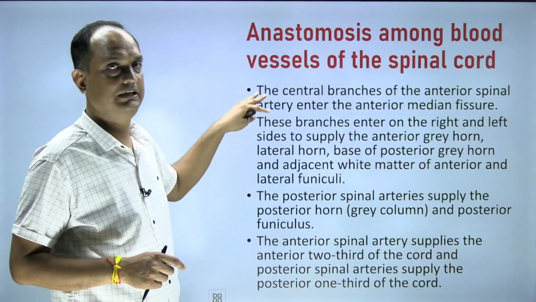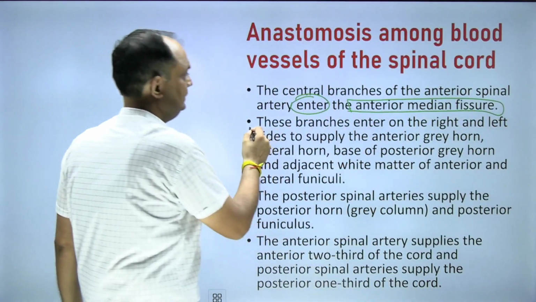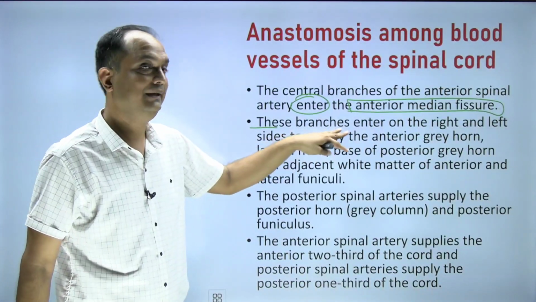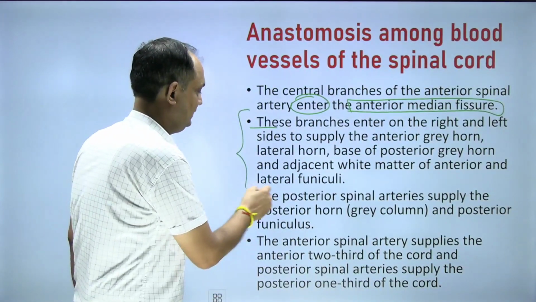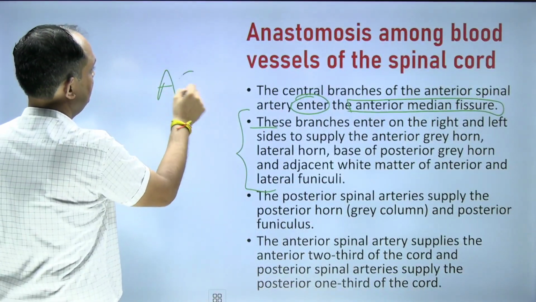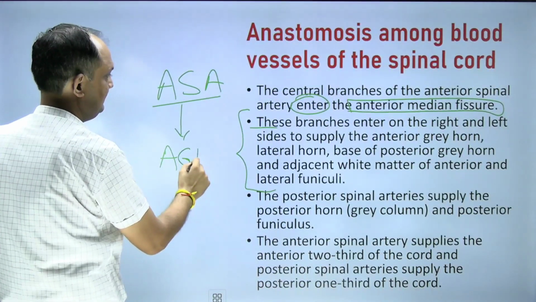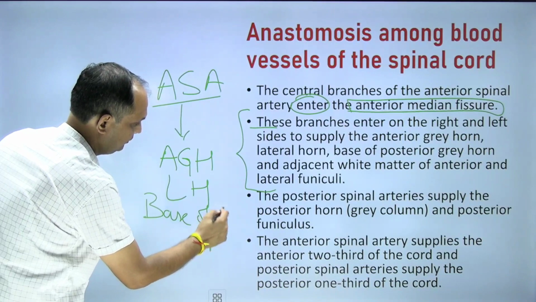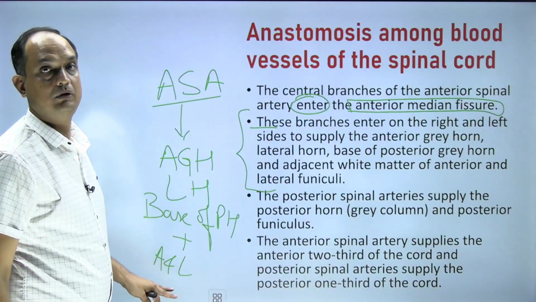So the central branches of the anterior spinal artery enter through the anterior median fissure. These branches enter the right and left side to supply the anterior gray horn, lateral horn, base of the posterior gray horn, and adjacent white matter of the anterior and lateral funiculi, that means white matter. So this anterior spinal artery is supplying your anterior gray horn, your lateral horn, the base of your posterior horn, and it is also supplying the anterior and lateral white matter column.